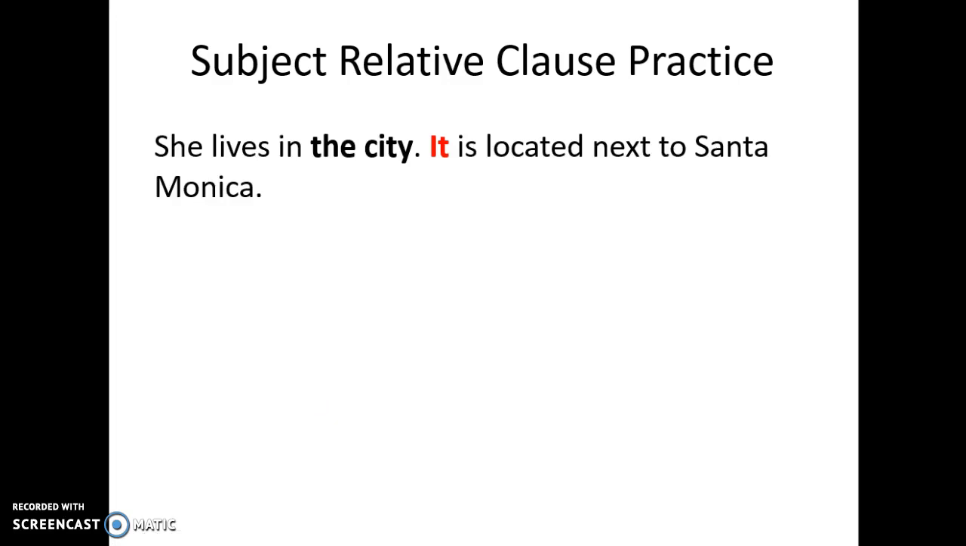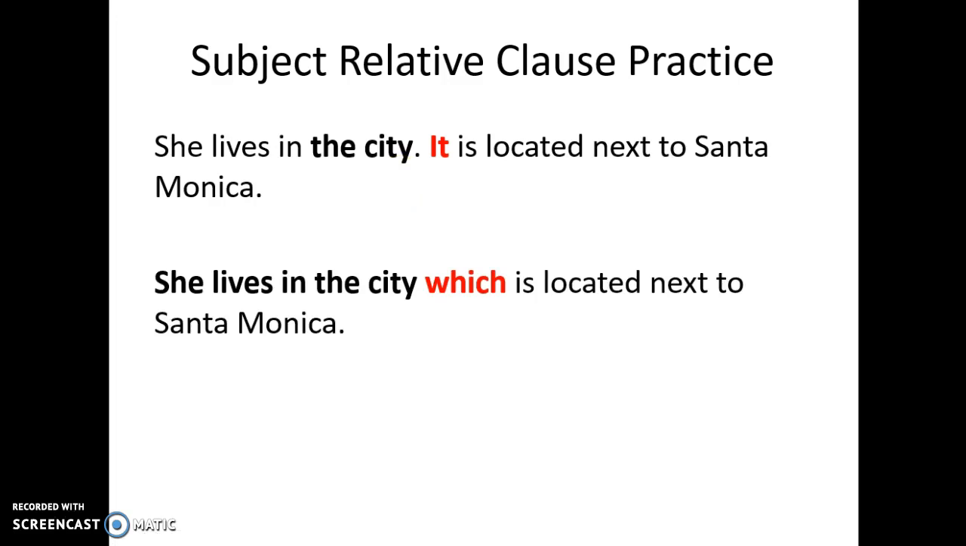Here's another example. She lives in the city. It is located next to Santa Monica. So in the first sentence, we have the noun the city, and in the second sentence, we have the pronoun it, and the it refers to the city. So we combine these two sentences and we get she lives in the city, which is located next to Santa Monica. We use the relative pronoun which because city is a thing, not a person.